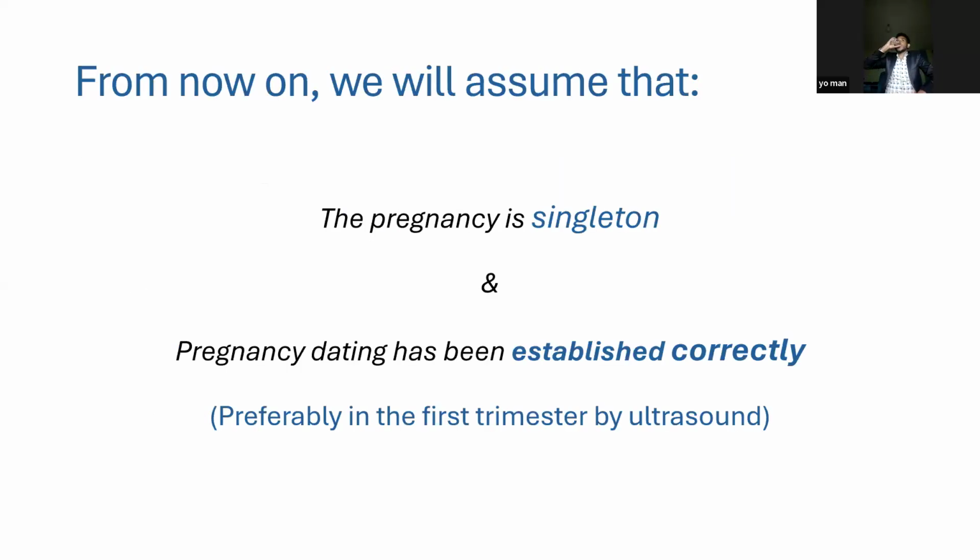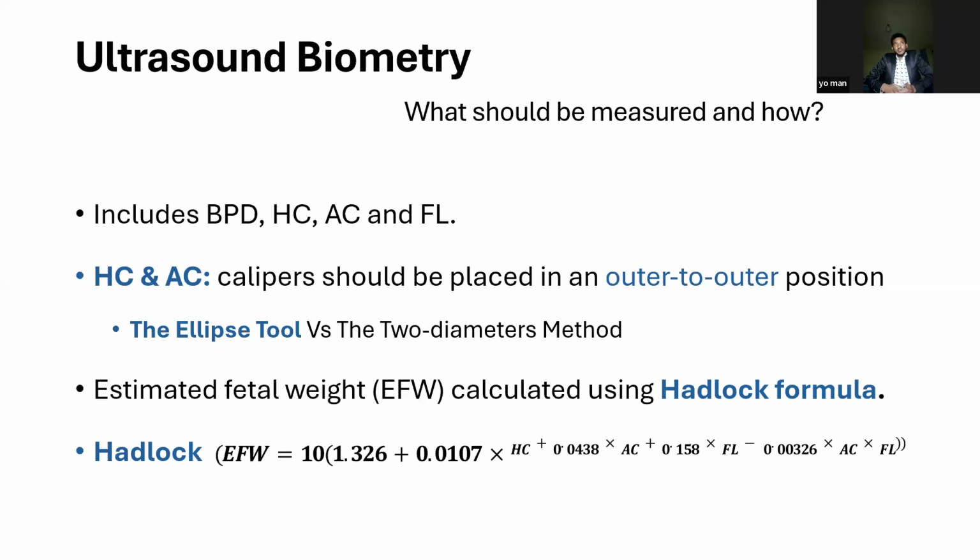So from now on in our webinar, we will assume that the pregnancy is singleton and the pregnancy dating has been established correctly, preferably by first trimester ultrasound. And ISUOG is the recommended first trimester ultrasound as an establishment for exact gestational age. Then what you're going to do is an ultrasound measurement, which is ultrasound biometry that includes BPD, HC, AC, and FL.